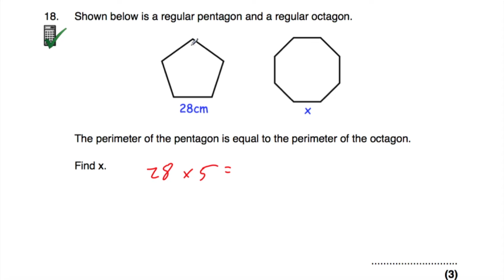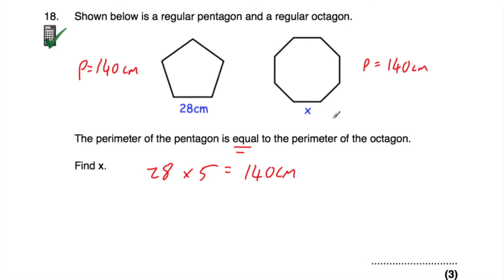And as I said, it's a calculator question. So if we do 28 multiplied by 5, that's equal to 140 centimeters. So that means the perimeter of the pentagon is 140 centimeters. That means the perimeter of the octagon is 140 centimeters also, because we're told that they're equal.